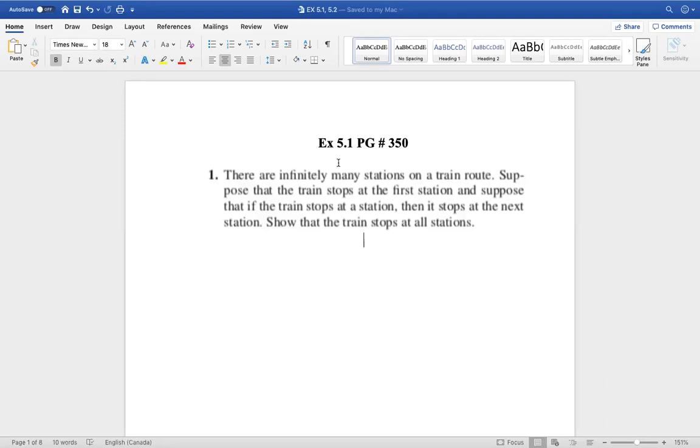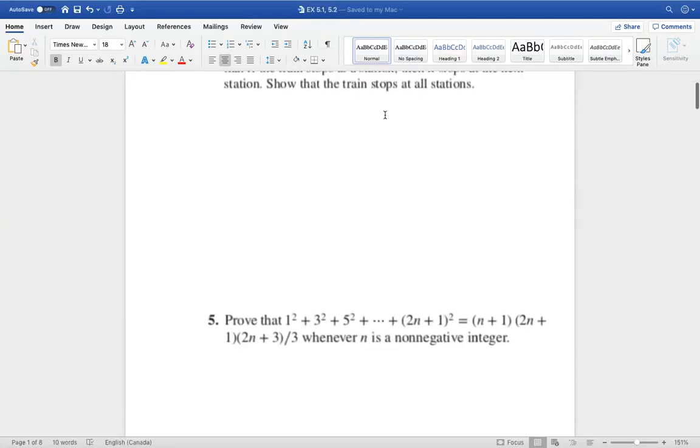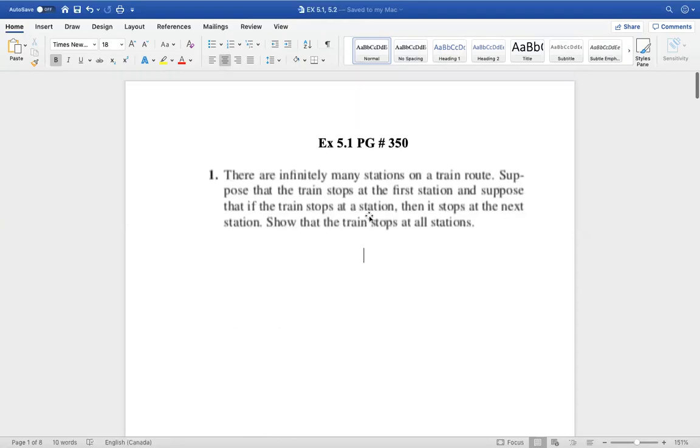Okay, so this is the first question from exercise 5.1. It's on page number 350. In this exercise, you have to prove the following statements using proof by induction. In induction, we have two steps: first the basic step, and the other one is the inductive step. So let's take a first example.